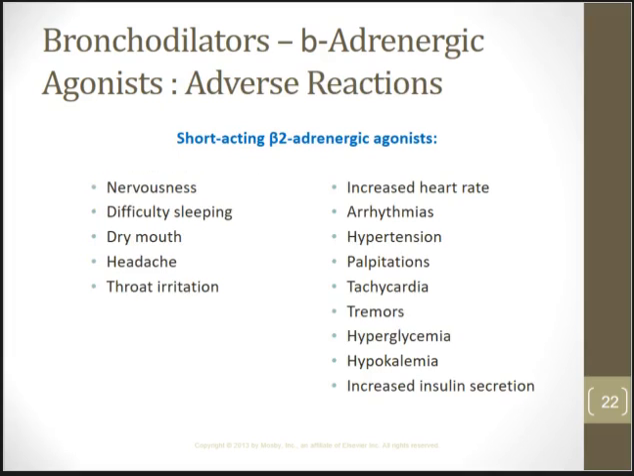So the side effects: nervousness, difficulty sleeping, dry mouth, headache, throat irritation. Because they're adrenergic stimulants, they can cause increase in heart rate, arrhythmias, hypertension, palpitations, tachycardia, tremors, hyperglycemia, hypokalemia, and an increased insulin secretion.